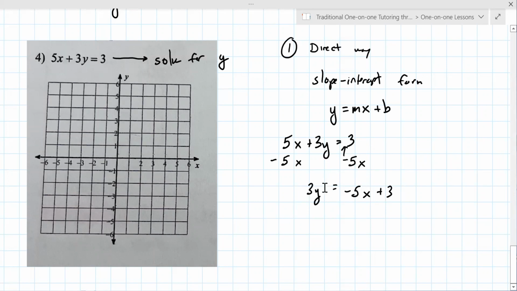The question I'm asking is, is y solved for? Is y completely by itself? No, what about this 3? So then we've got to get rid of that. Now 3 is multiplying y, and you undo multiplication with division. So you divide everything by 3, just like when we multiplied everything by 3, we're now going to divide everything by 3. So this now becomes y equals minus 5 over 3x plus 1.